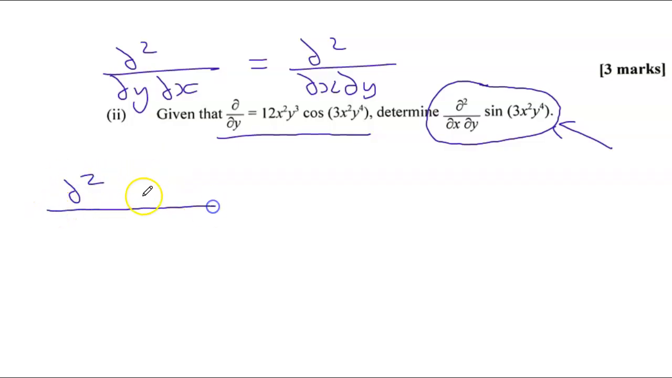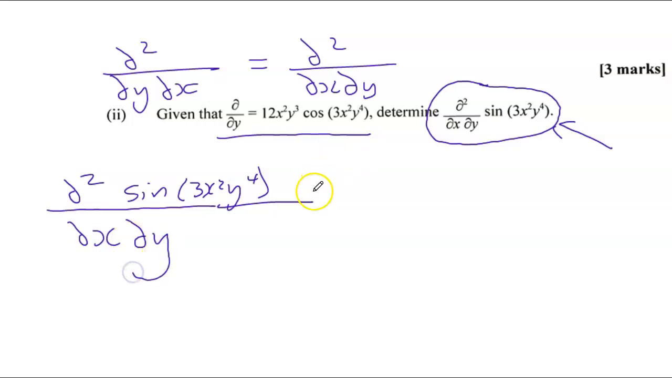The partial derivative of the function sine of 3x squared y to the 4th power, with respect to x and with respect to y. Now we have found it with respect to x already, and we're also given it with respect to y. So let's differentiate this function with respect to x. We're going to use the product rule. We treat the 12x squared y cubed separately from the cosine of 3x squared y to the 4th power. Applying the product rule, we differentiate with respect to x.